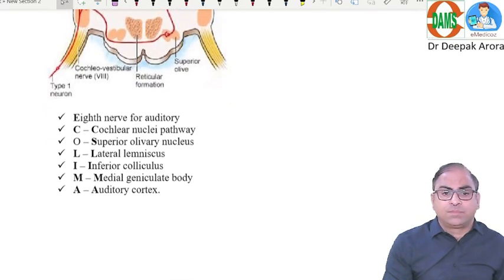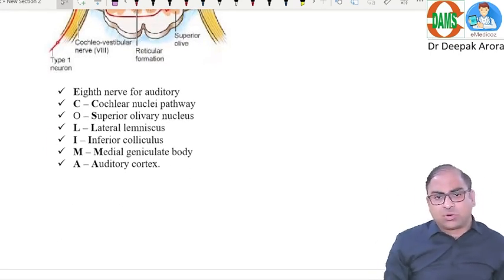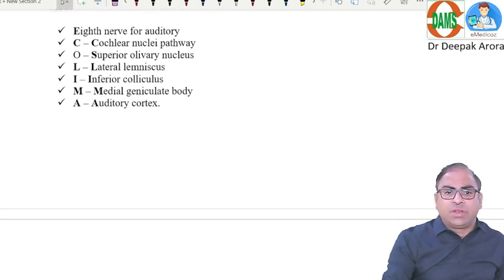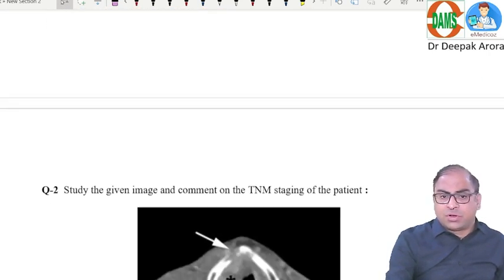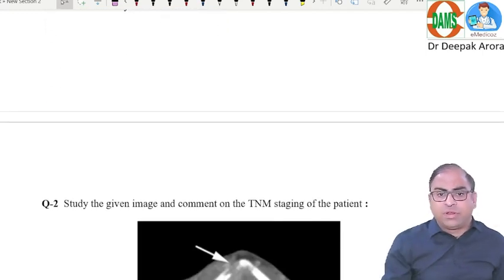Coming to the next one, this is what I have taught you. This is auditory pathway: 8th nerve, cochlear nucleus, superior olivary, lateral lemniscus, inferior colliculus, and followed by medial geniculate body. I hope it is very simple, straightforward.